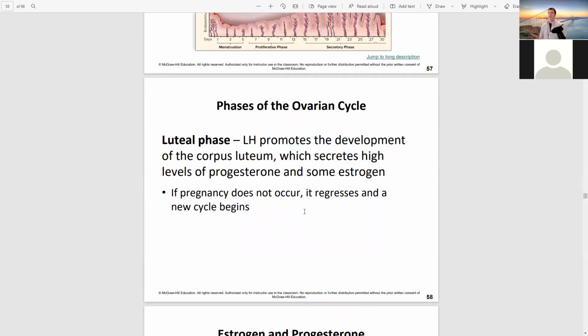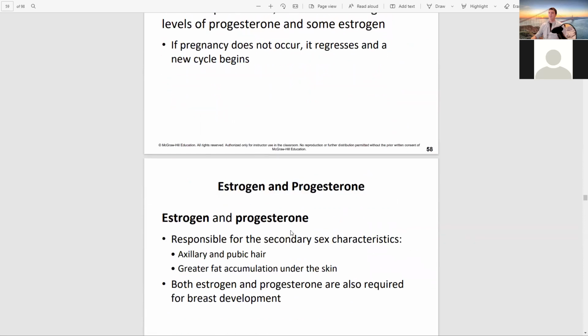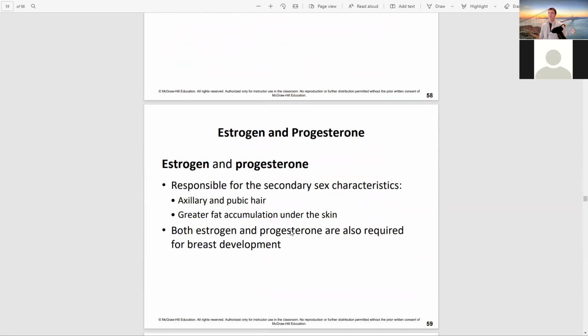We have luteal phase. LH promotes the development of the corpus luteum, which secretes high levels of progesterone and some estrogen. If pregnancy does not occur, it regresses and a new cycle begins. So estrogen and progesterone are responsible for the secondary sex characteristics, axillary and pubic hair, greater fat accumulation under the skin. Both estrogen and progesterone are also required for breast development.